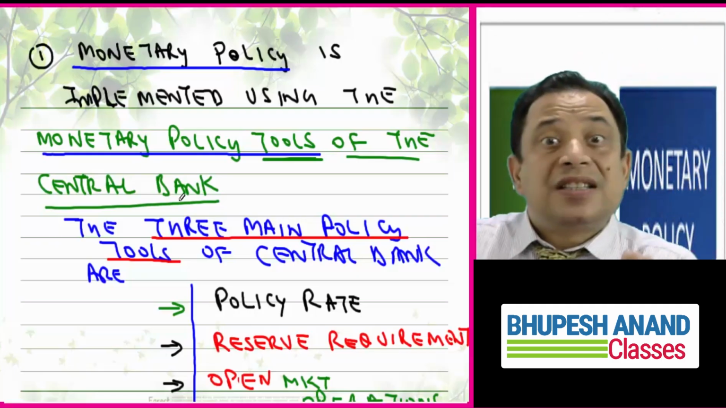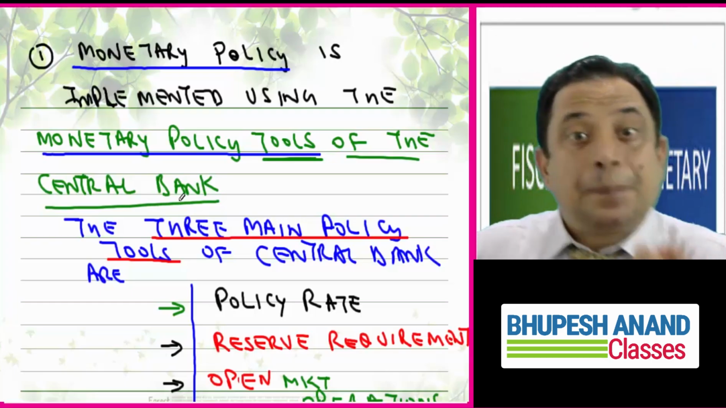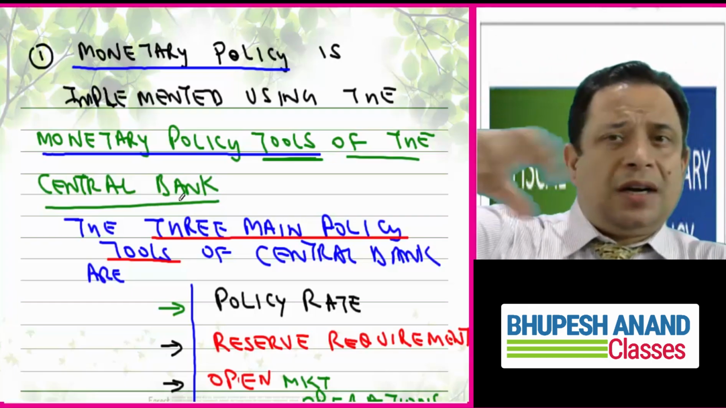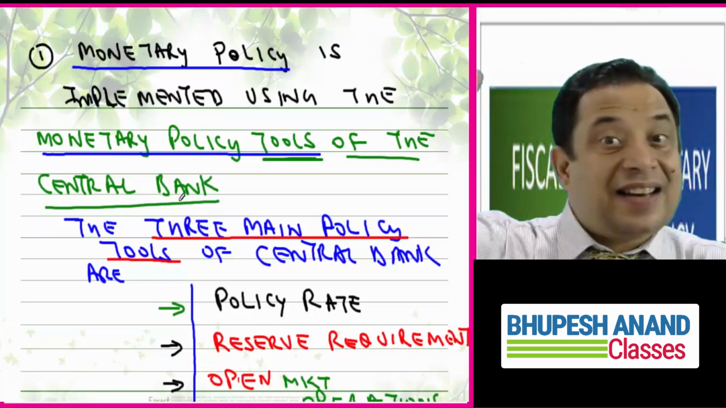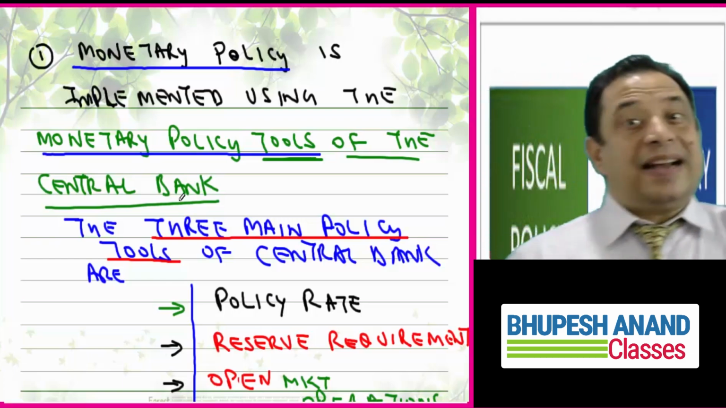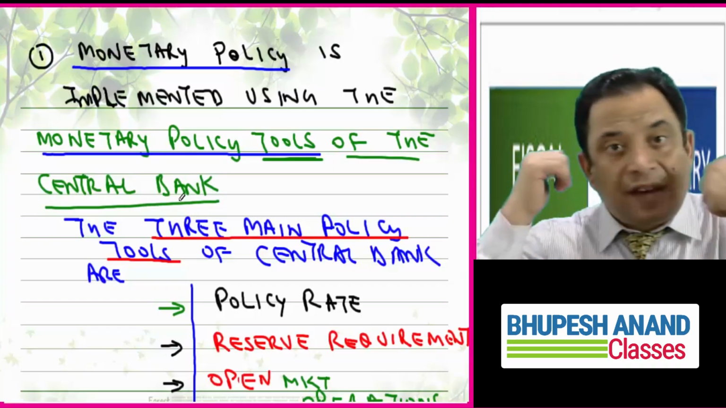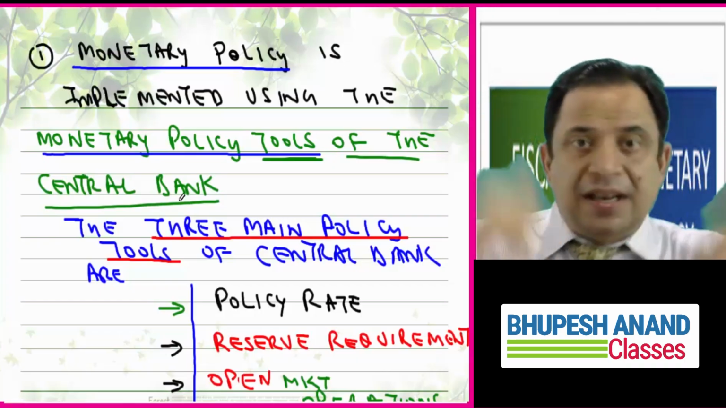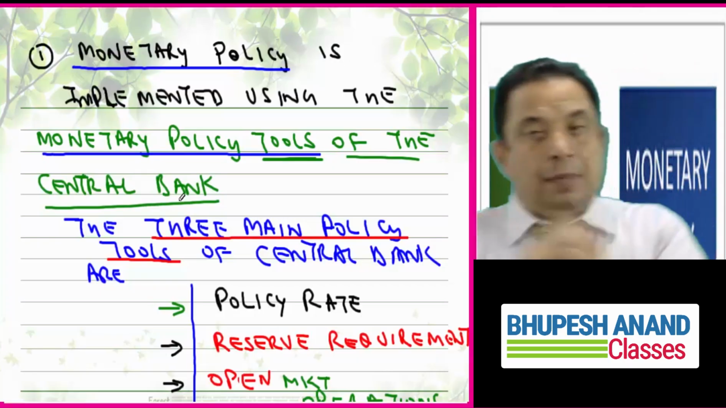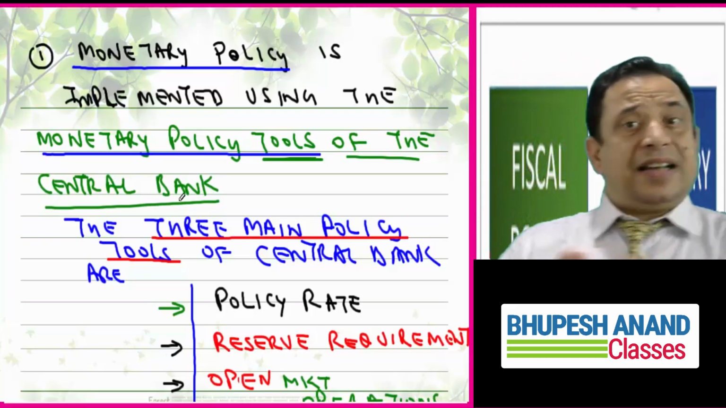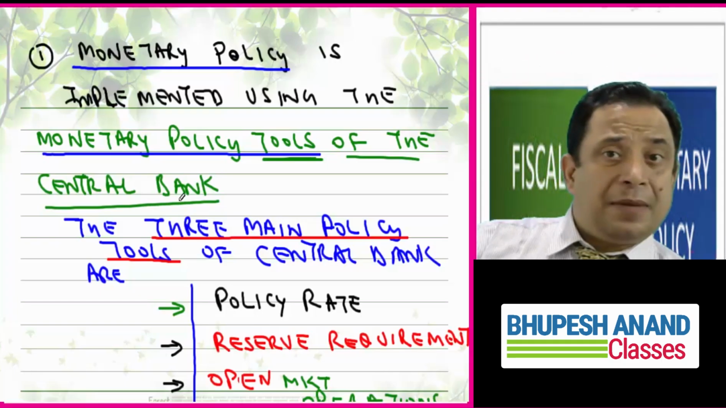The first tool is the policy rates. When I say policy rates, I will be telling you repo rate, reverse repo rate, and all the different rates coming here. The second is reserve requirement, and the third is open market operation. So please write down these three, very highly testable: policy rates, reserve requirements, and open market operations. We'll be dealing in detail with what I mean by policy rate and what I mean by reserve requirement.